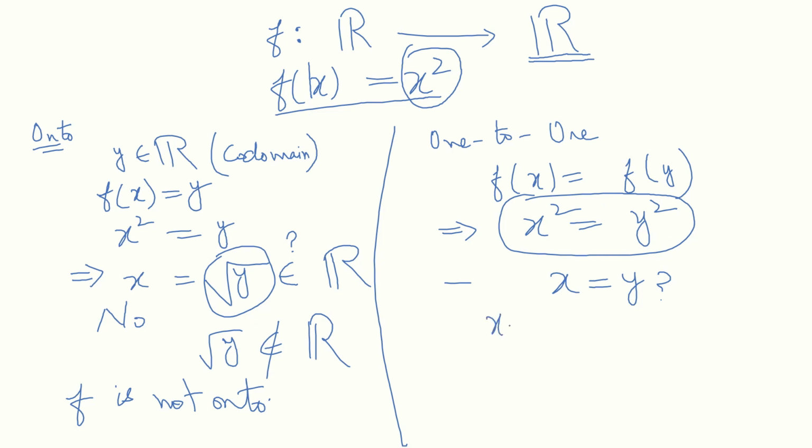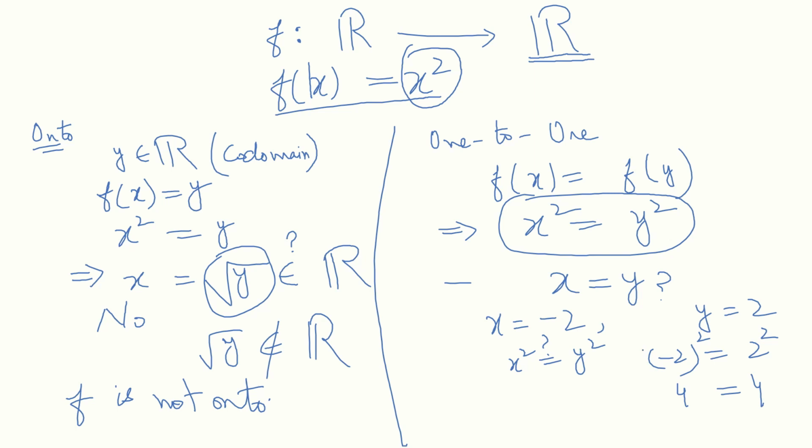For example, we have x equal to minus 2 and y equal to 2. These are two different numbers. What about their squares? Are they equal? Minus 2 squared and 2 squared. This is 4, this is also 4.